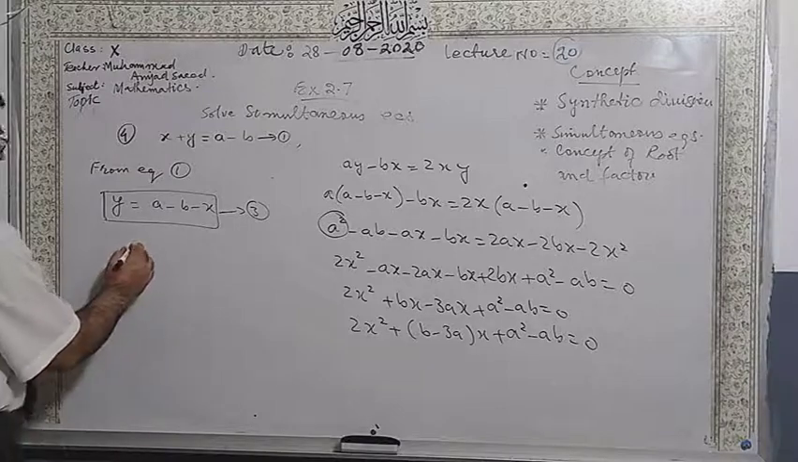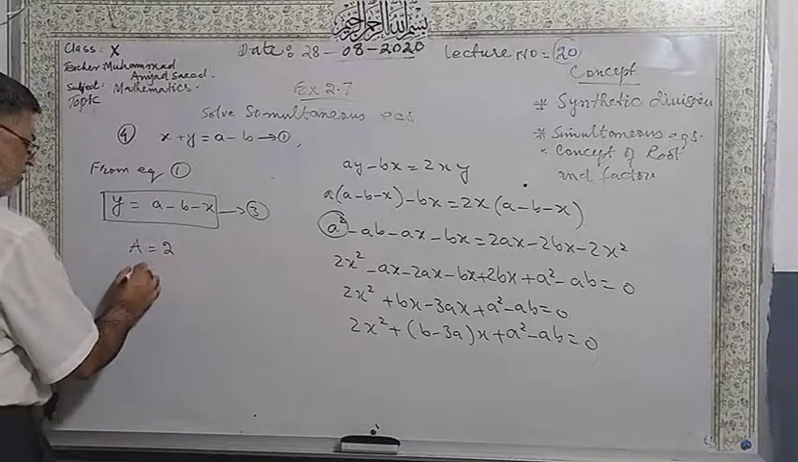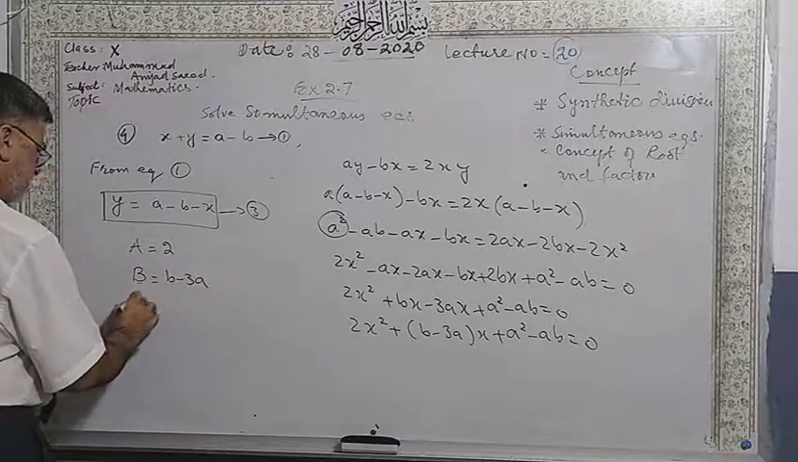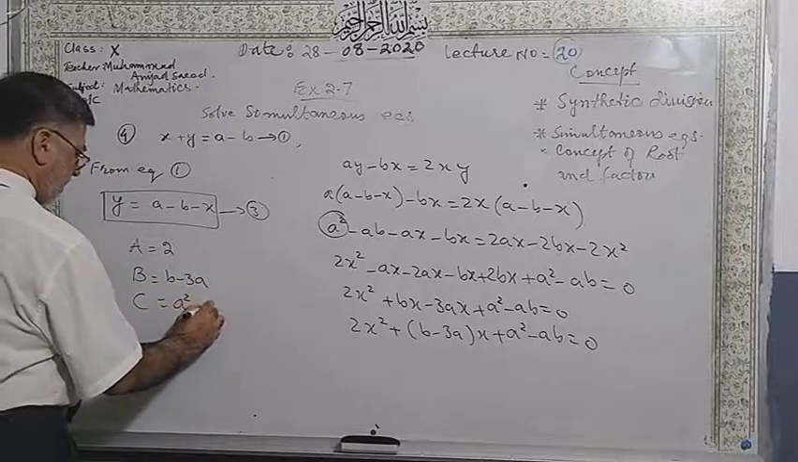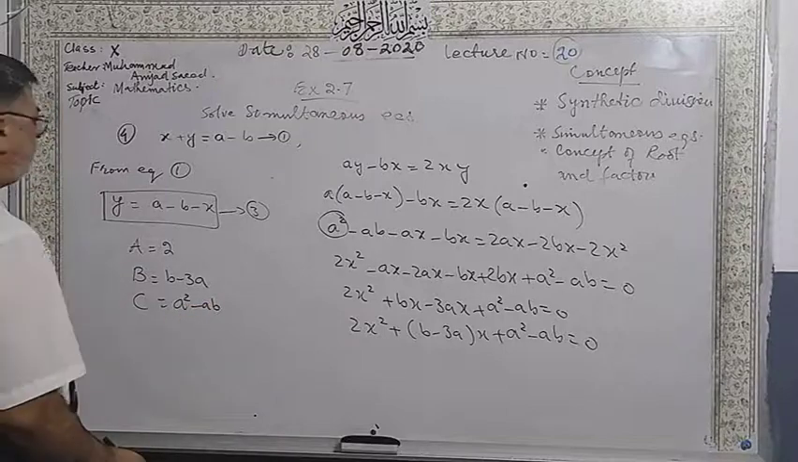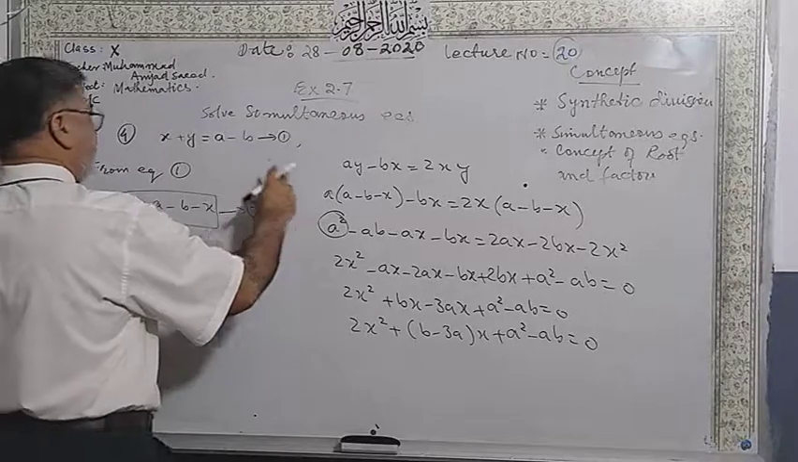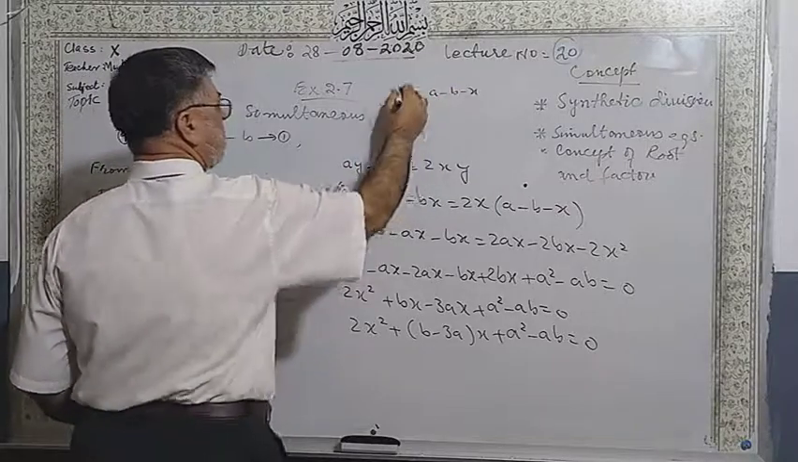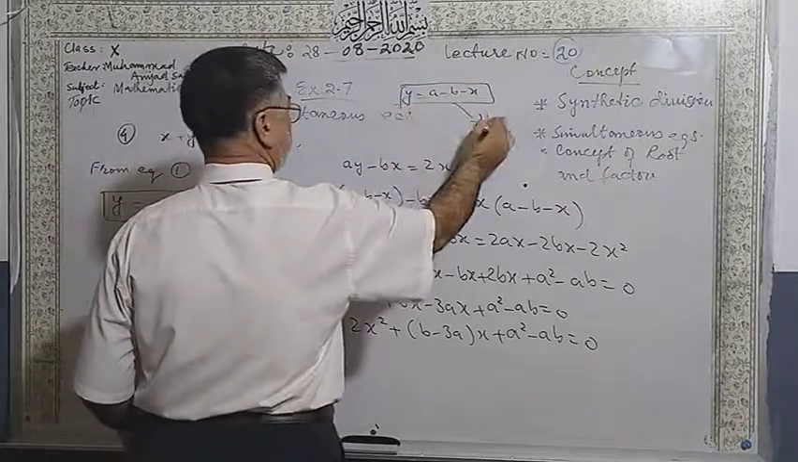Dear students, you can check. a is equal to 2, b is equal to b minus 3a, c is equal to a square minus ab. We will apply the formula. Here we can write down y is equal to a minus b minus x. That was your equation number 3.